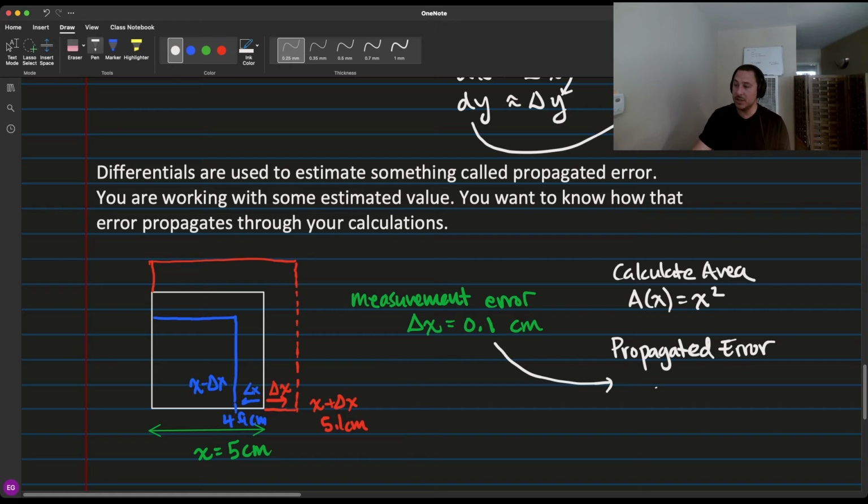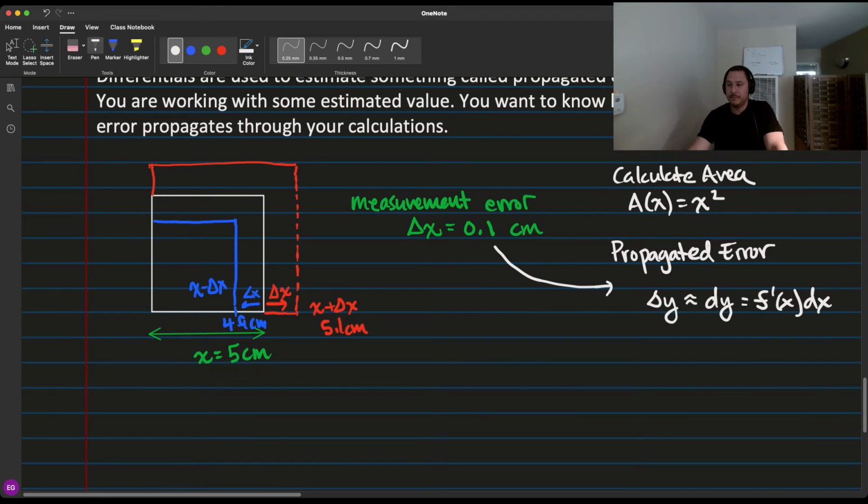The propagated error is usually what we call delta y. And we just found that delta y can be approximated by the differential dy, which we found out was equal to f prime x delta x, or f prime x dx. So this is what you're going to do. You are calculating area. Area is x squared. You now want to know, hey, what is the actual amount of error that might be possible for the area that I calculate? That's delta A.